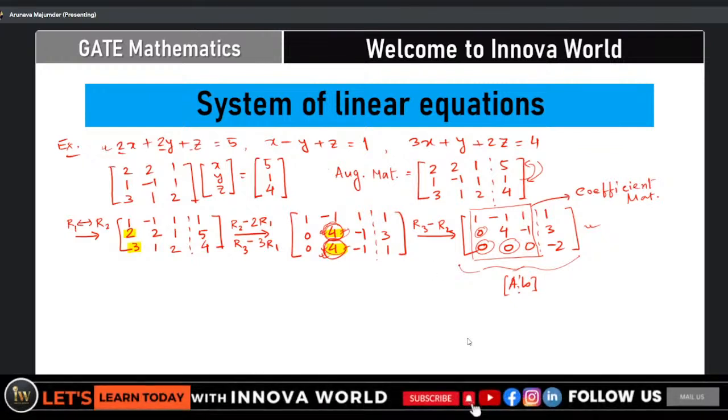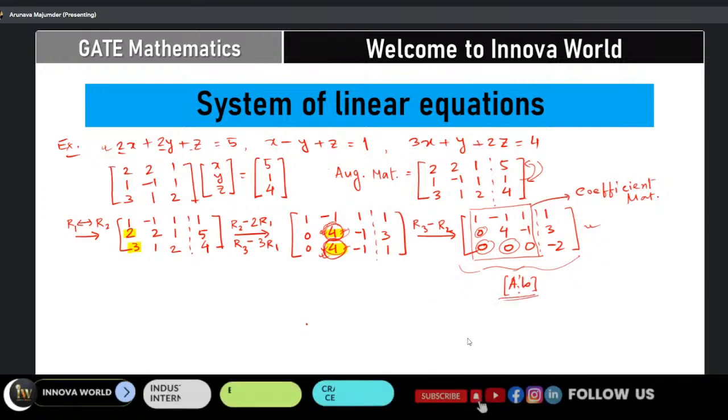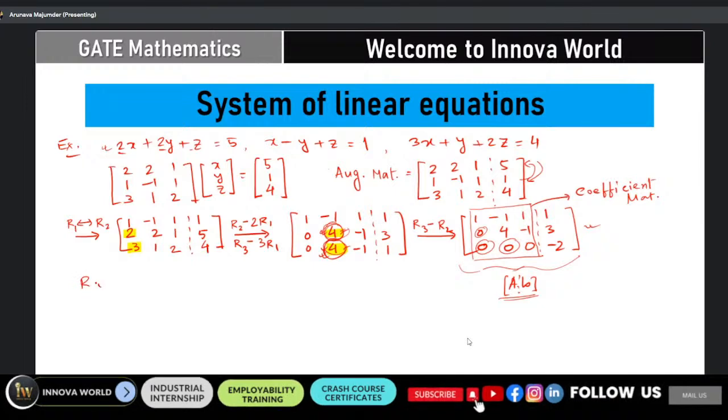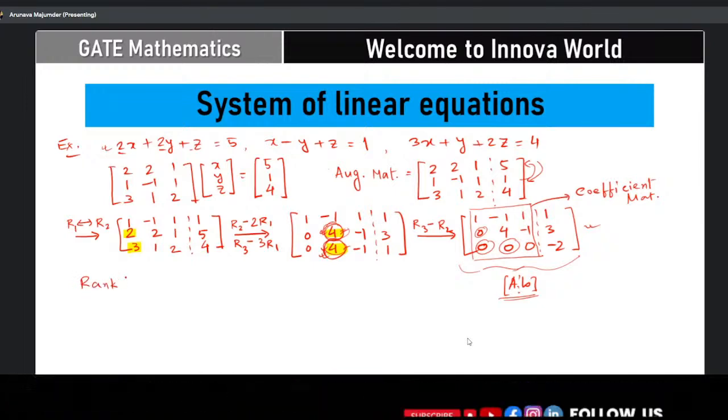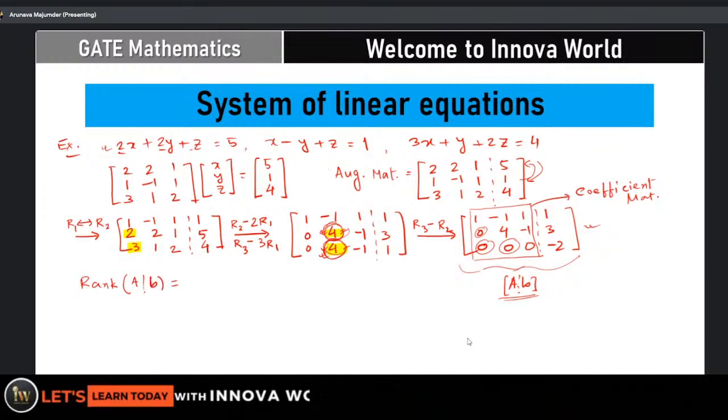The coefficient matrix. Now we need two ranks. First one, what is the rank of the augmented matrix, that is AB? Okay, so the rank of the augmented matrix AB, you can see what is the rank. So the number of non-zero rows.